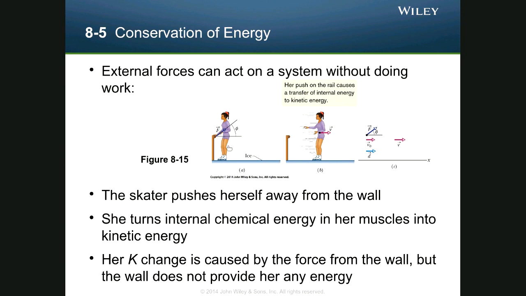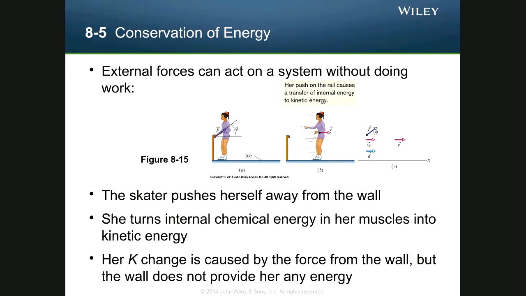So if the skater pushes herself away from the wall, she turns internal chemical energy in her muscles into kinetic energy. Her K change is caused by the force from the wall, but the wall does not provide her any energy. All right, so that's where we can sort of lock that into the internal argument.